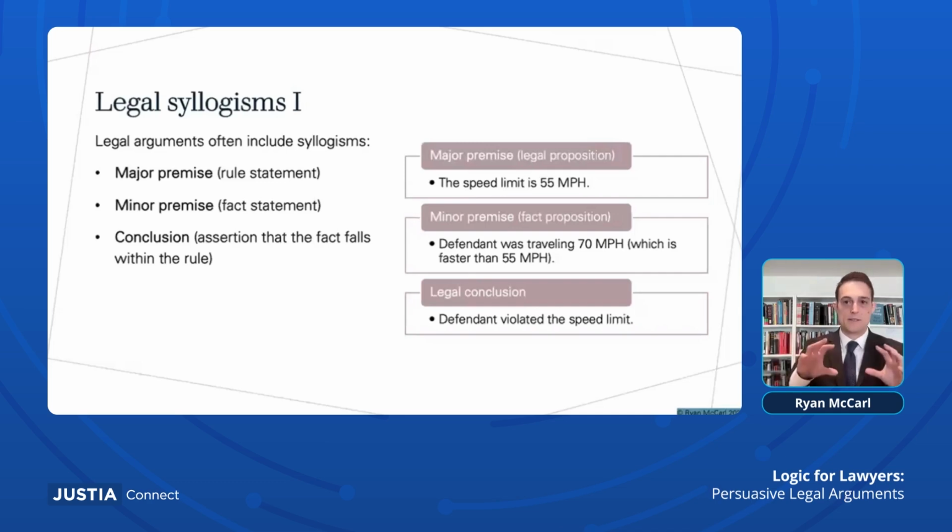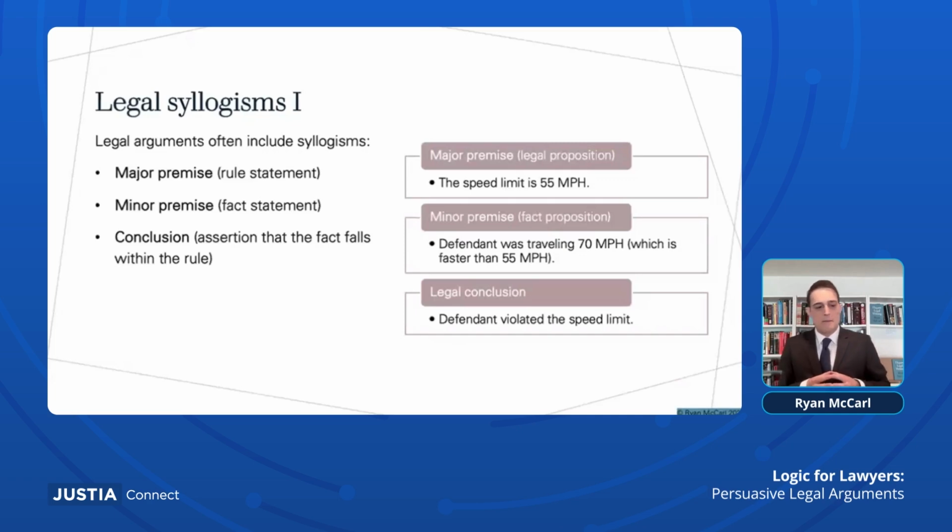So the major premise, in the case of legal arguments, is a rule statement, a statement of law. Minor premise is a fact statement that you claim falls within the rule. And then the conclusion is that the fact falls within the rule, essentially. Even as I just described that, you can hear that syllogisms don't actually add any information that's not already contained in their premises. They're also at a pretty high level of argument, as we'll talk about in a couple of minutes.